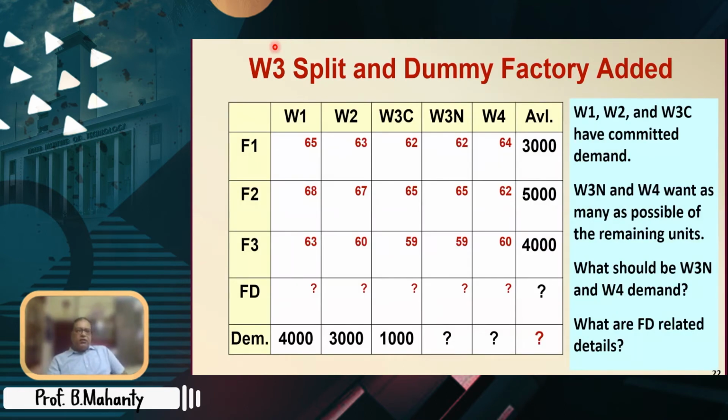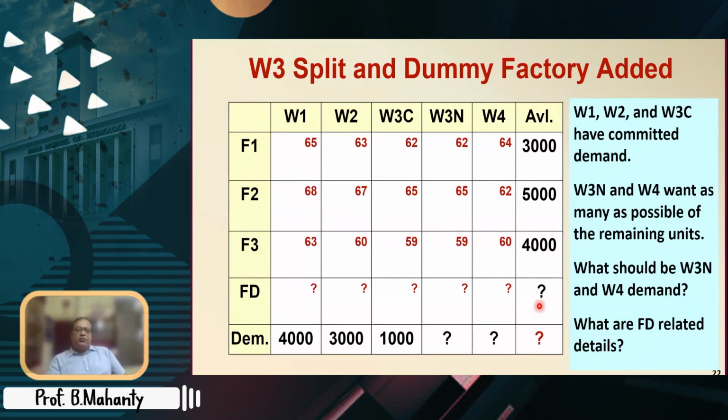All right, so this is the problem. Now we have a dummy factory, and we don't know what the cost units should be. Here is the availability: 3000, 5000 and 4000. We don't know the availability of FD. We know the committed demand for W1, W2 and W3C, that means the committed part of W3, are 4000, 3000 and 1000. So what should be the demand of W3N and W4, and what should be the availability of FD?